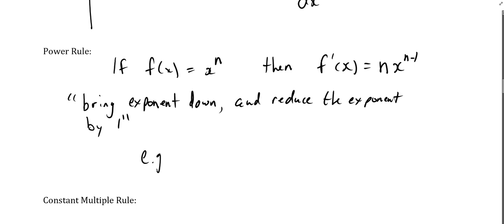So, for example, f of x equals x to the 4. Okay, so if you're busy writing, I want you to watch. This is really important. And I'll stop and let you get a copy down. Then f prime of x is 4x cubed.